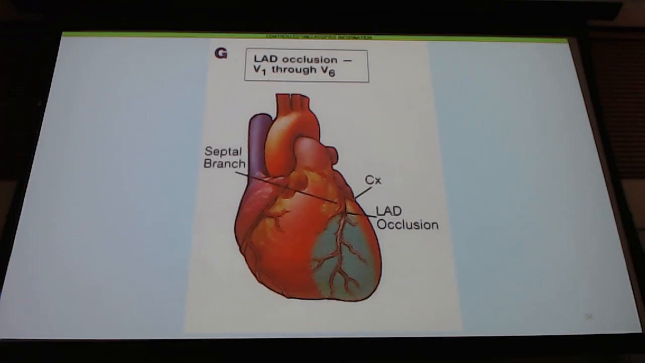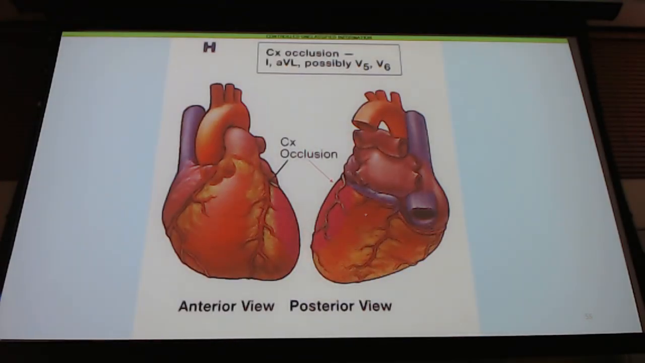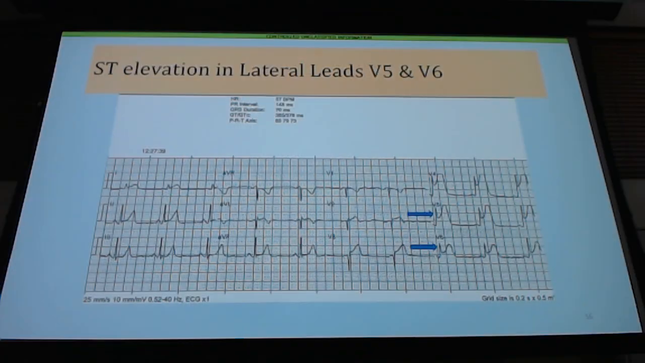And that just kind of shows you an example of that. Now, the posterior area is also important to look at. But you can see how that circumflex wraps around the heart and hits that left lateral area of the heart, or that left lateral wall of the heart. But then it also does tend to send a branch out over to the posterior wall too.